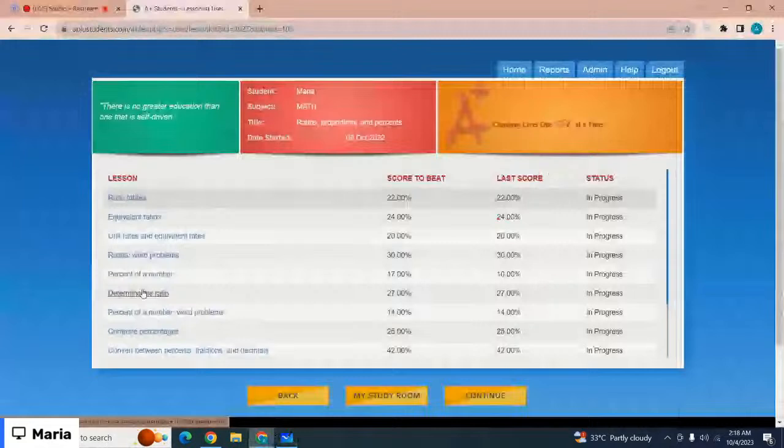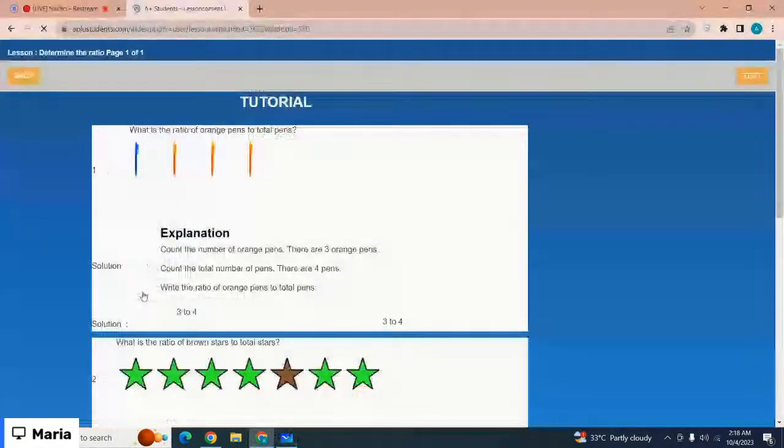So we're going to start with determine the ratios. How do we find ratios, right? So ratio is basically the comparison between two values. What is the ratio of orange pens to total pens? You can see orange to total. So you have total 4 pens, right? How many of them are orange?